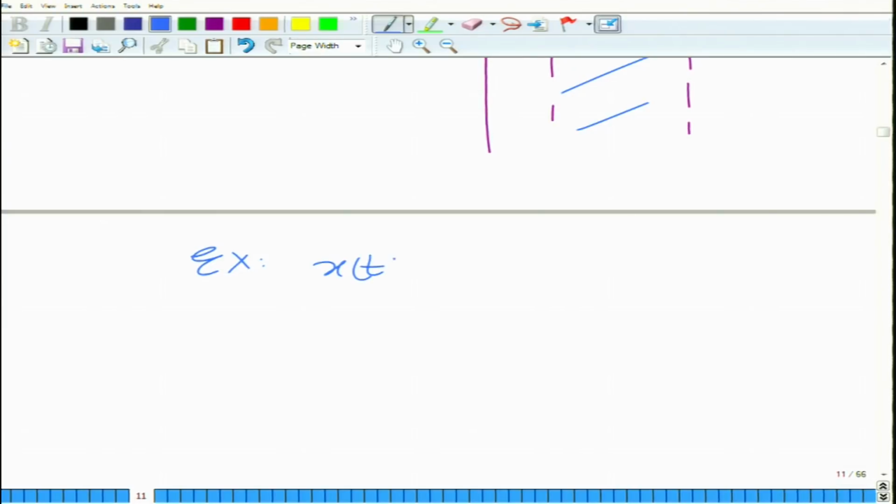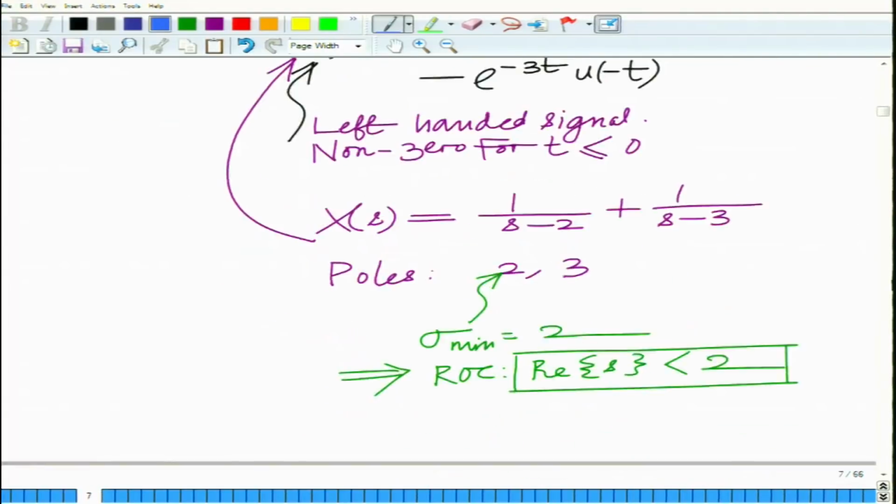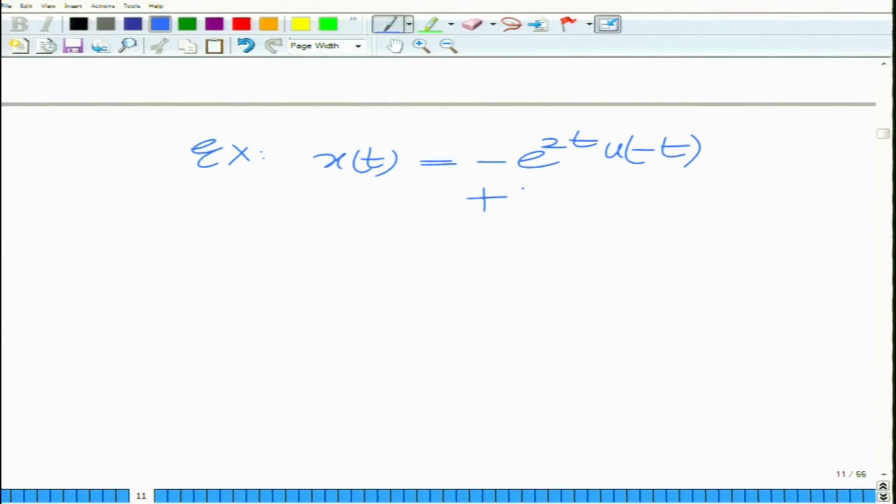For instance, if you take x(t) equals minus e raised to 2t u(minus t) plus e raised to minus 3t u(t), then look at this, this is a two-sided signal. You can check this because u(minus t) is non-zero for t less than 0, u(t) is non-zero for t greater than 0. So, this is a two-sided signal.